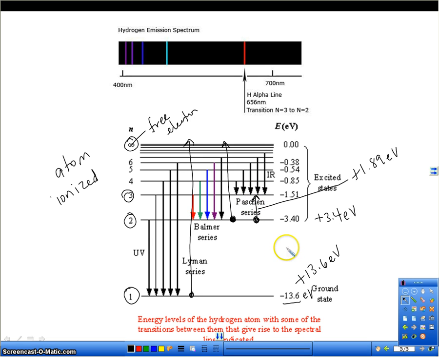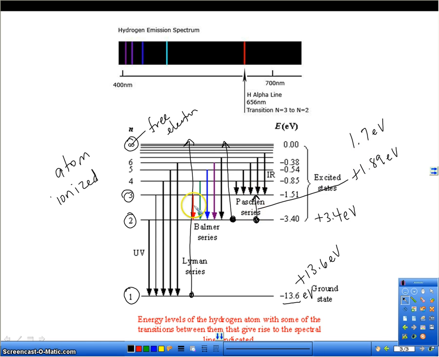Let's suppose I wasn't able to give it 1.89, I could only give it 1.7 electron volts. That's not going to do anything, because with 1.7 it doesn't have enough to jump up to the next level, so it's not going to go anywhere. The only ones that are going to actually jump are the ones where you give the exact amount of energy. Then it'll jump between levels. If it doesn't have enough energy, it's not going to jump.